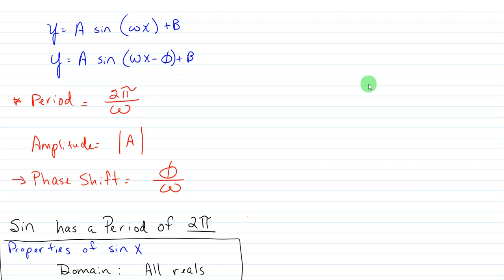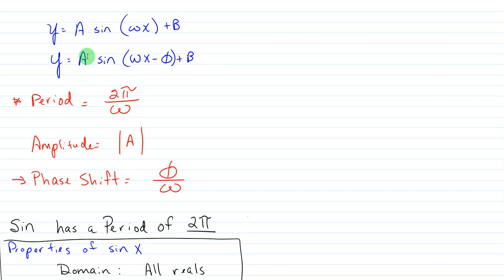This is section 6.4, and we're going to talk about the graphs of sine and cosine and things that affect the basic one. So in this first statement here, we've got y equals a sine, we're going to call it w, x plus b. Y equals a sine wx minus phi or phi plus b. So you can do all of these things.